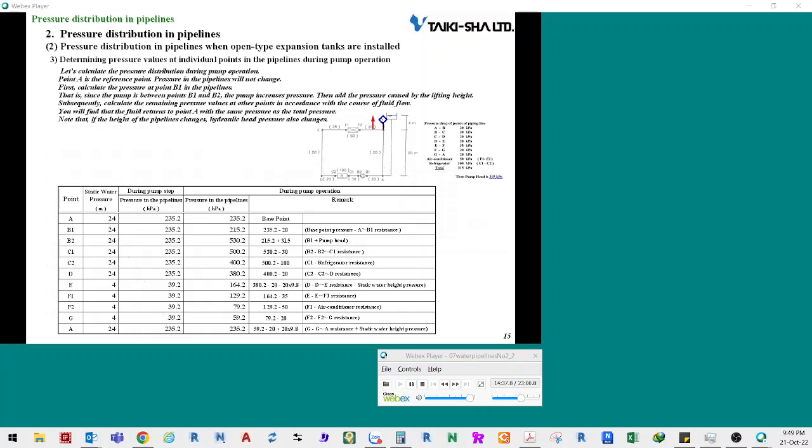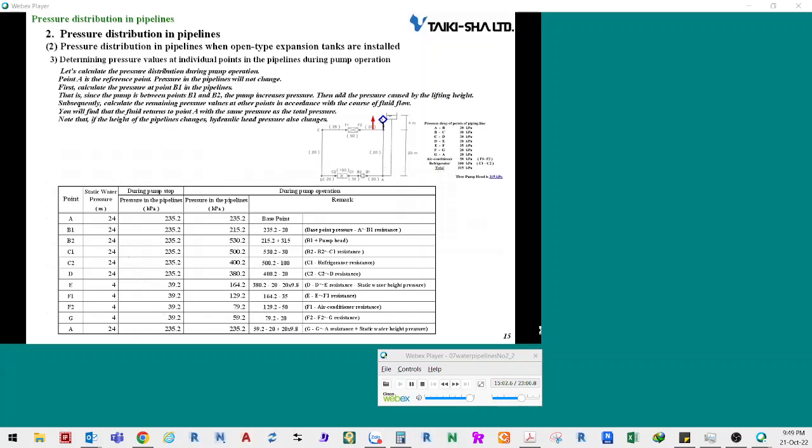Determining pressure values at individual points in the pipelines during pump operation. Let's calculate the pressure distribution during pump operation. Point A is the reference point. Pressure in the pipelines will not change. First, calculate the pressure at point B1 in the pipelines.